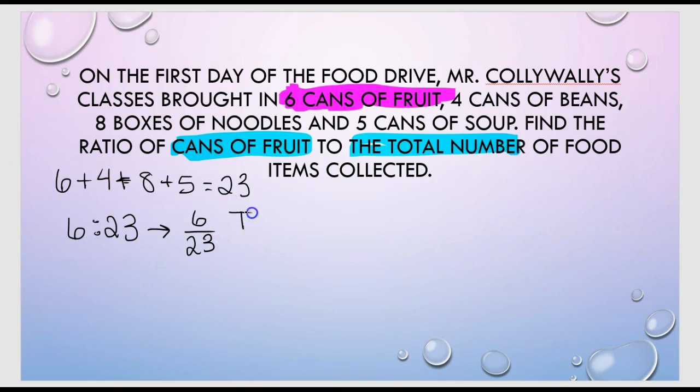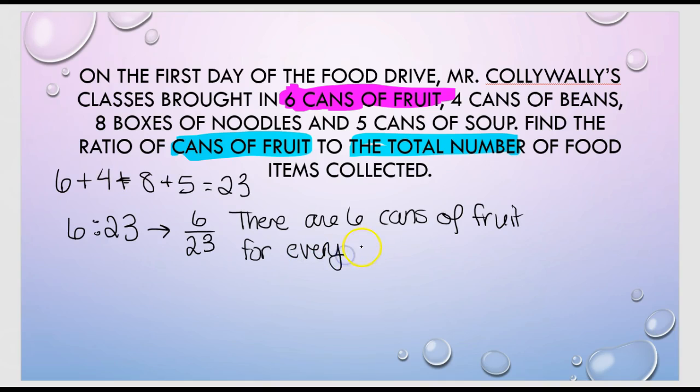So our translation, there are 6 cans of fruit for every 23 cans donated. Not too bad. This is why I love ratios. They go right along with our greatest common factor because that's what we're working with.